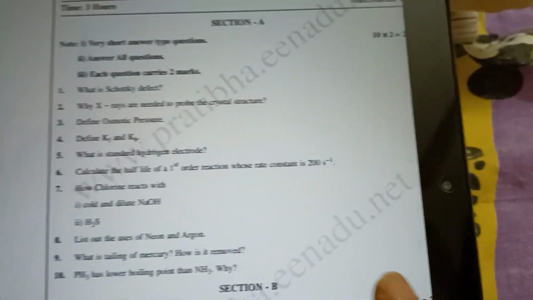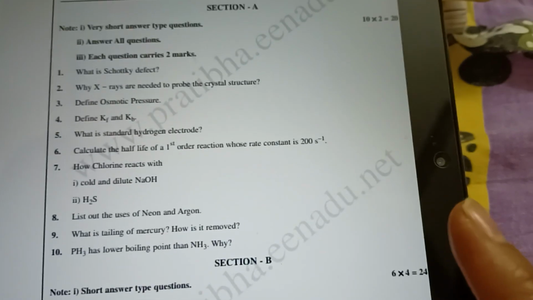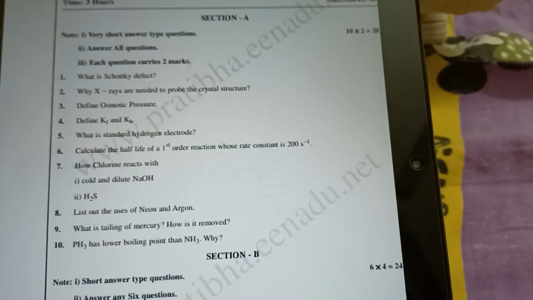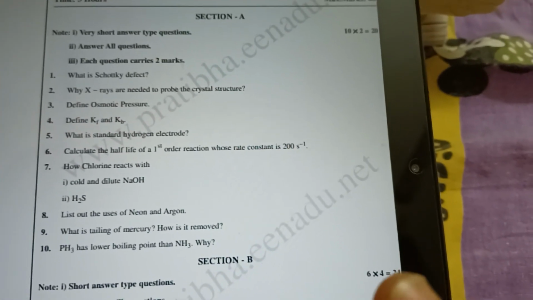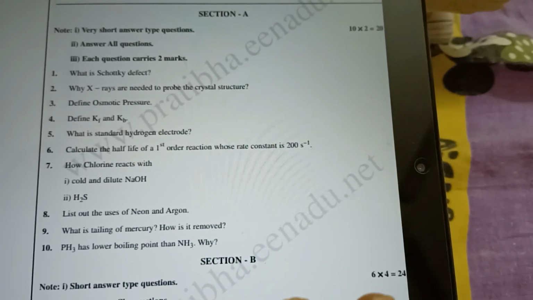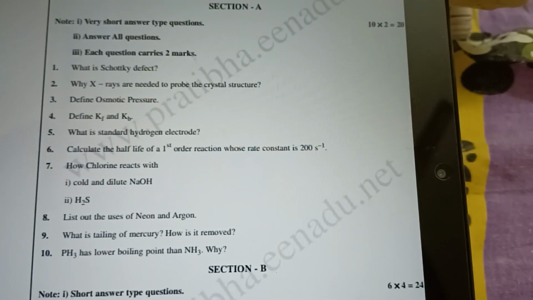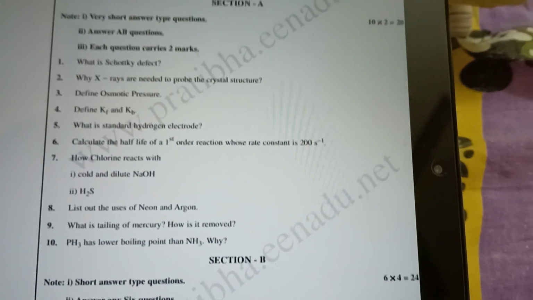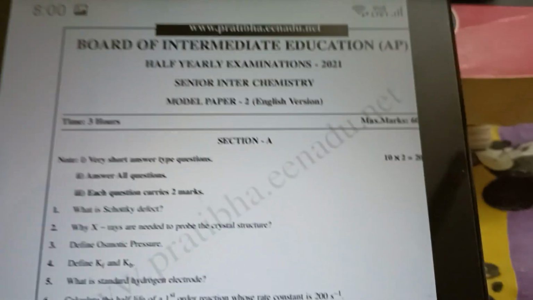You should prepare questions like these. And also, only about 20% will be in your paper, but not exactly 20%. But you can prepare the same questions and you should prepare more questions. Okay, this is a model paper.